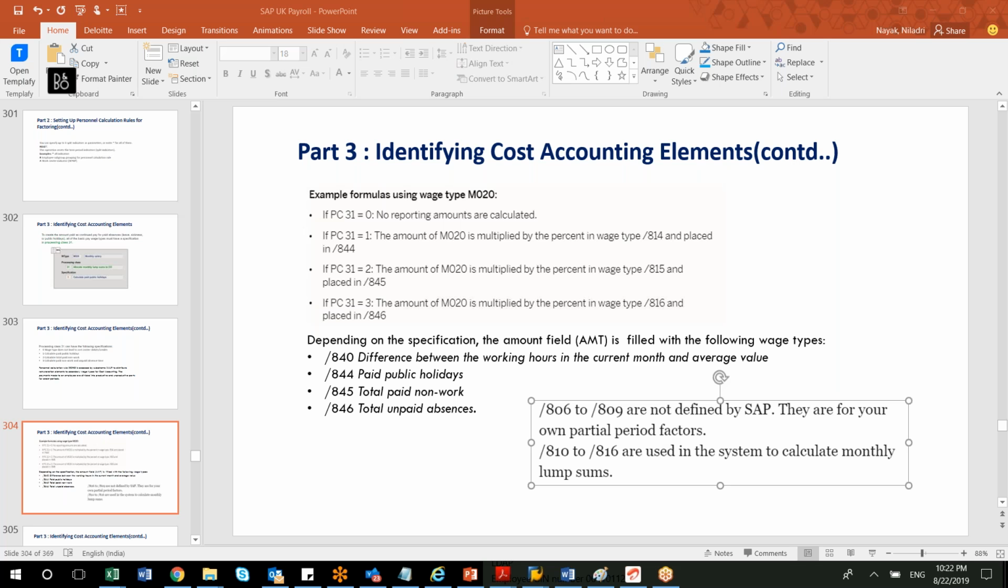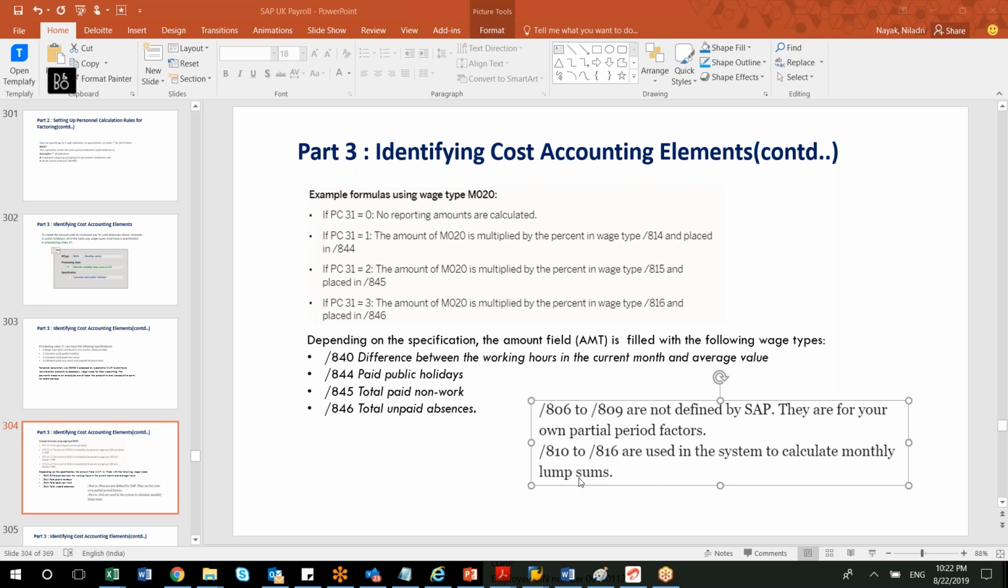Okay, so I'll be explaining how these are calculated, /801 to /802. All this calculation I'll be explaining. But /806 to /809, those are actually for custom. So you can use your own if you are creating your own partial period factor. Similarly, /810 to /816, those are actually used in the system. So the system will take care of this to calculate the monthly lump sum.